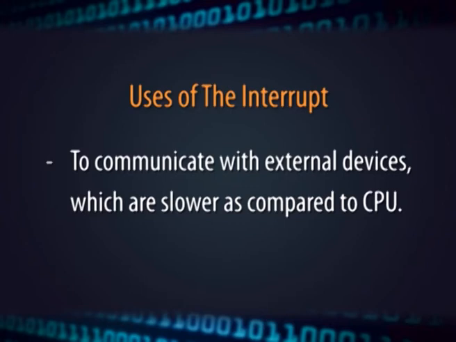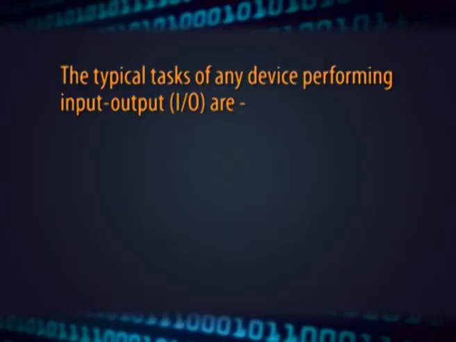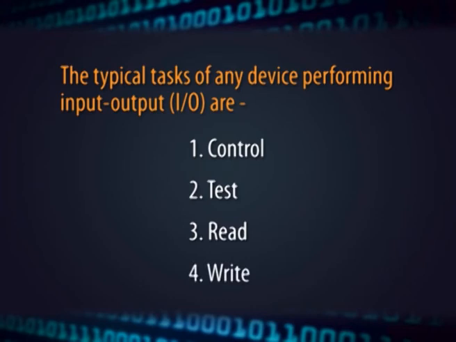Next, the typical uses of the interrupt are explained. One of the important uses of the interrupt is to communicate with external devices which are slower as compared to the CPU. The interrupt driven communication eliminates the waiting or polling by CPU for data from external devices. The typical tasks of any device performing input and output are: first is control, second is test, third is read, fourth is write. These tasks are provided through I/O commands.